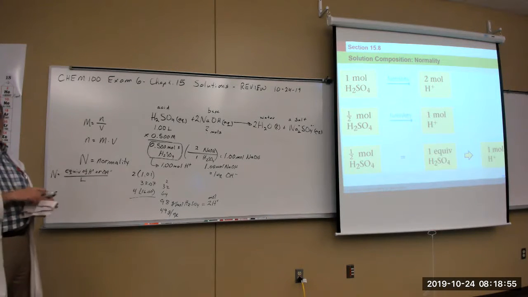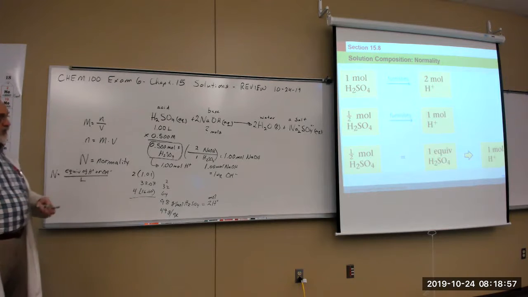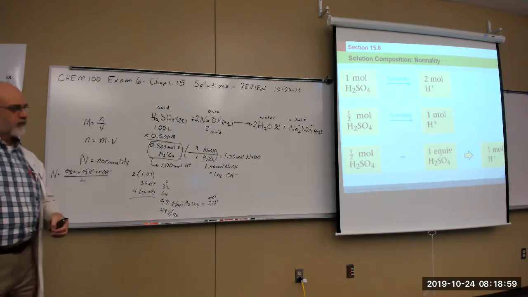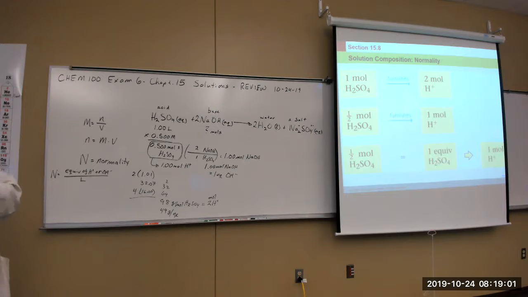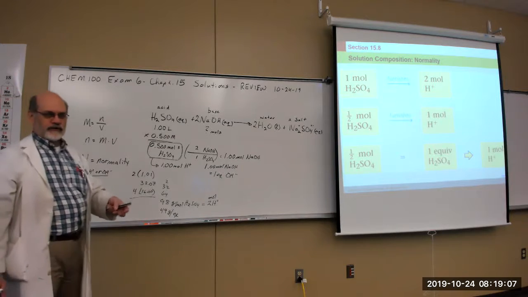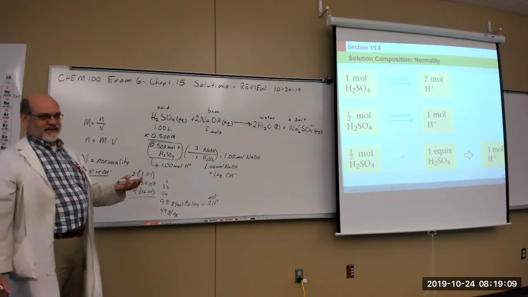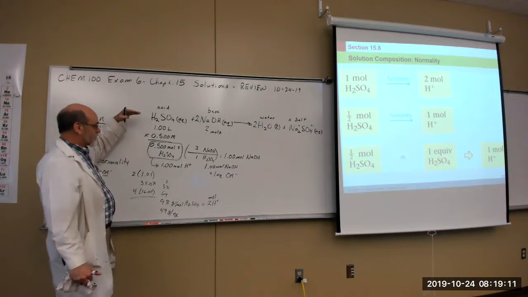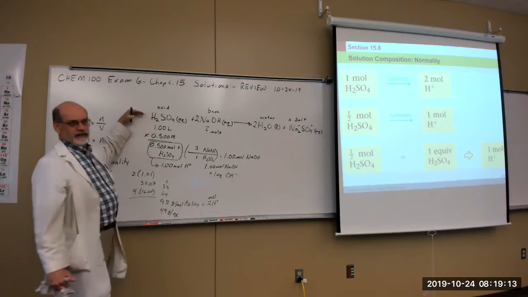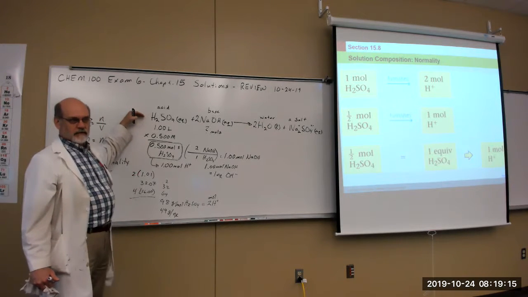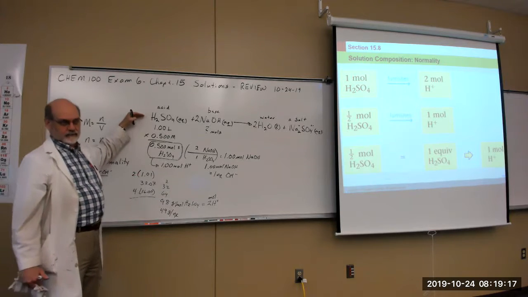That's the advantage of normality. And if you're in the business of doing these types of reactions and calculations day in and day out, normality is a good way to go. But if you're learning this for the first time in a chemistry class, sometimes the best way to go is to stick with molarity and use the balanced equation. You can't go wrong with that.